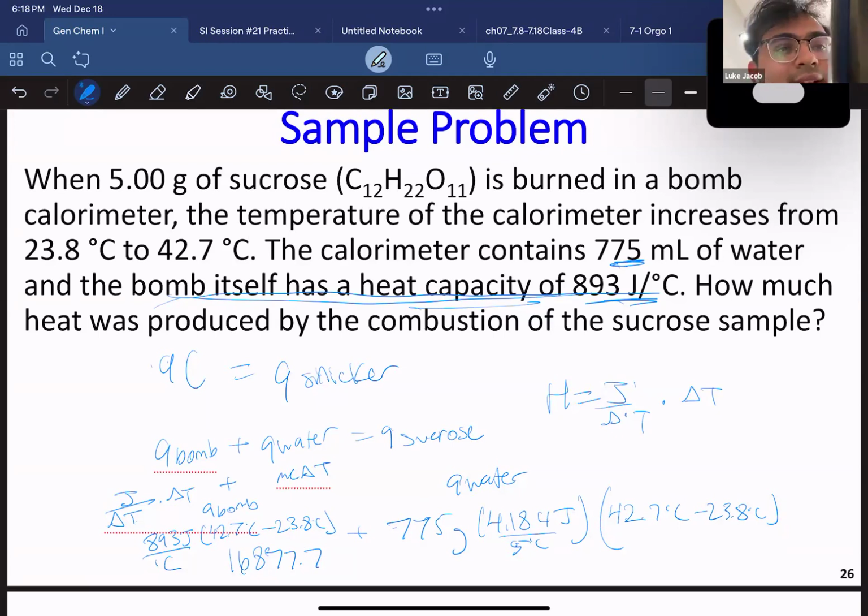But anyways, so this one would be 61,285. And then you want to add these up. So the values here will be around 78,163 joules. I'm just going to leave it at that. And this is the amount of energy that's released by 5 grams of sucrose. To convert this to kilojoules, you would divide this by 1,000 to get 78 kilojoules.